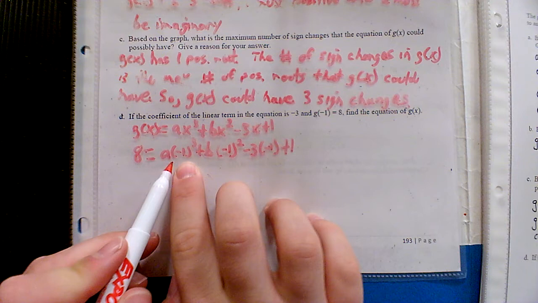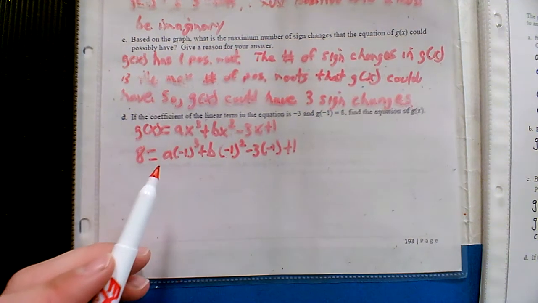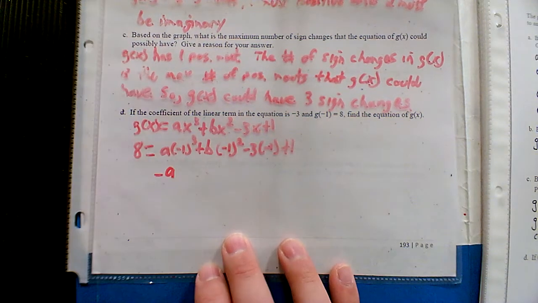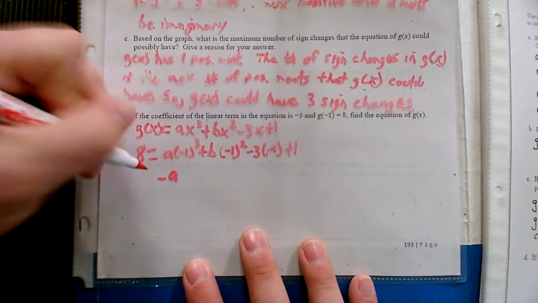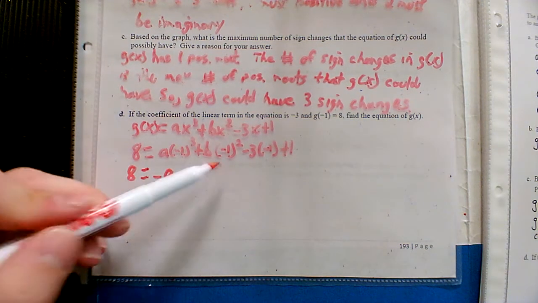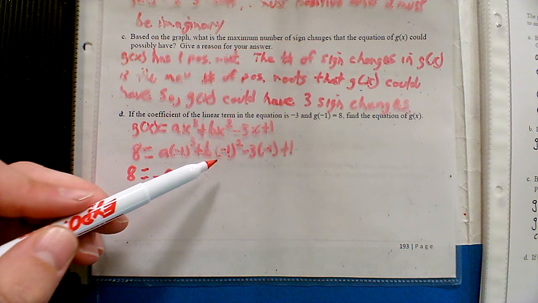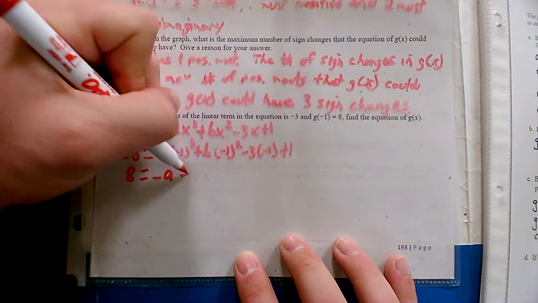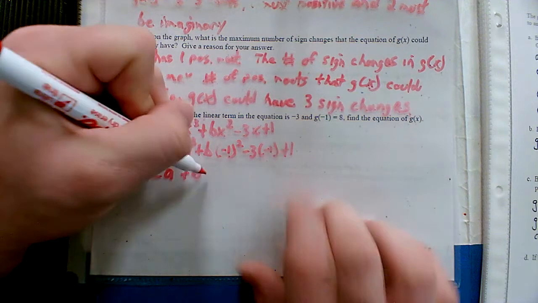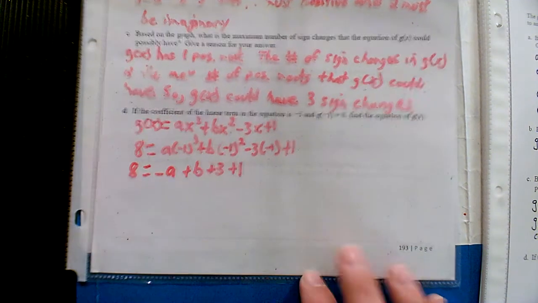We have the -1 in the cube, so now when we simplify this, -1 cubed is what? -1, so we're just left with that -a there. So our leading coefficient is negative. -1 squared is just 1, so we're left with plus b. -3 times -1, so we're left with plus 3, and then plus 1.